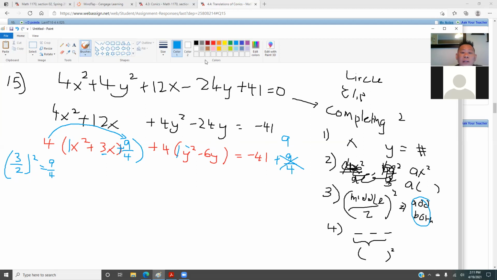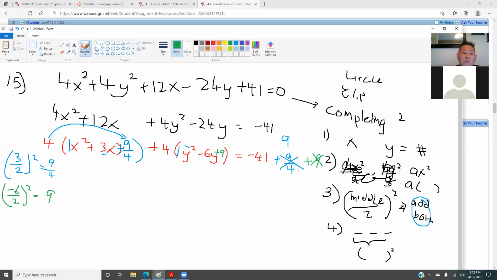So our y term in this case, the middle term, is negative 6. I divide by 2 and square it. This will give me 9 because 6 over 2 is 3 and squared it becomes 9. So we will add 9 here. And again, you don't add 9 here. This is going to be wrong.